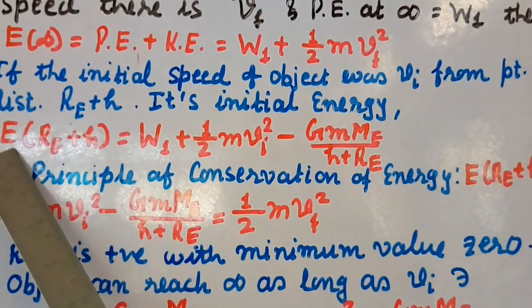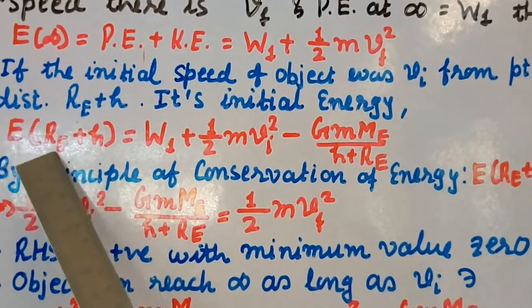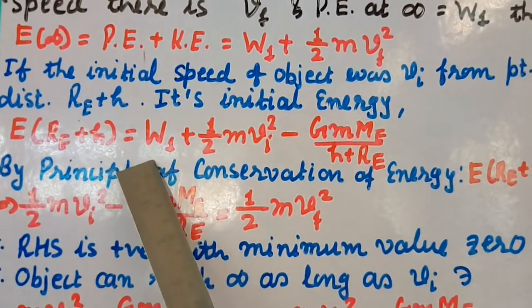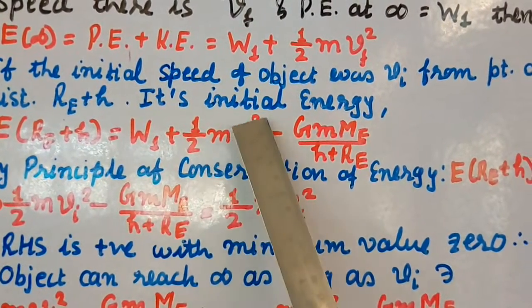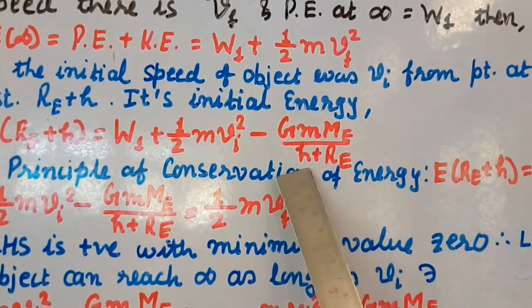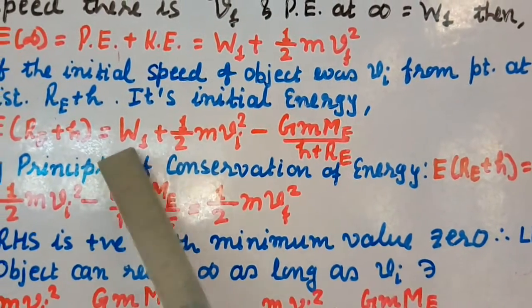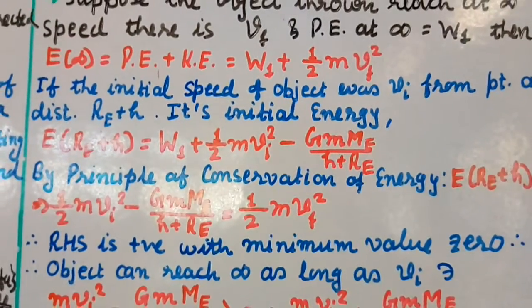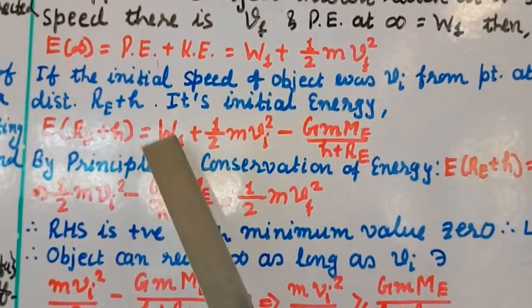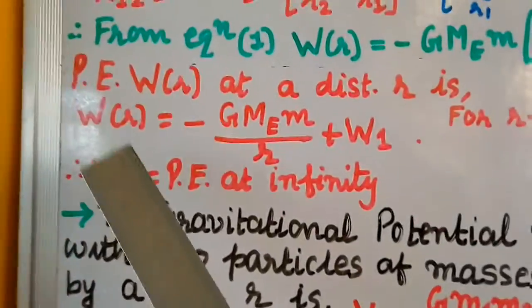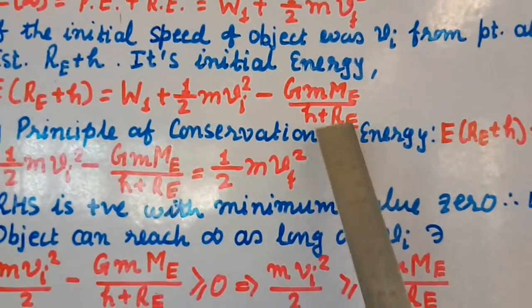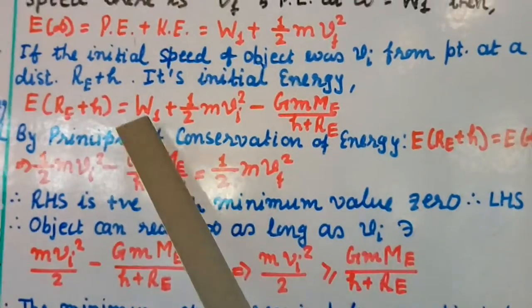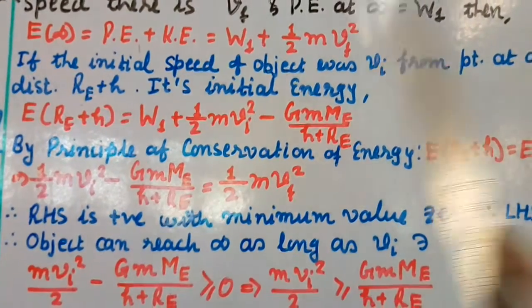So the total initial energy E at Re plus h is W1 plus 1 by 2 m Vi squared minus G m Me by h plus Re. This is the potential energy, this is the kinetic energy. This we have just proved in the last topic. I have written this from there, but there the distance was R, right? Here the distance is h plus Re, that's why it is written as h plus Re. Now W1 and W1 are the same, so they will cancel out.